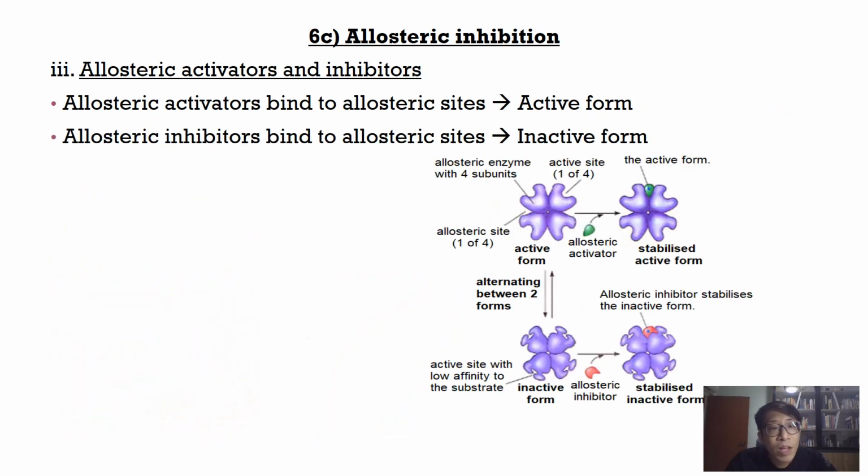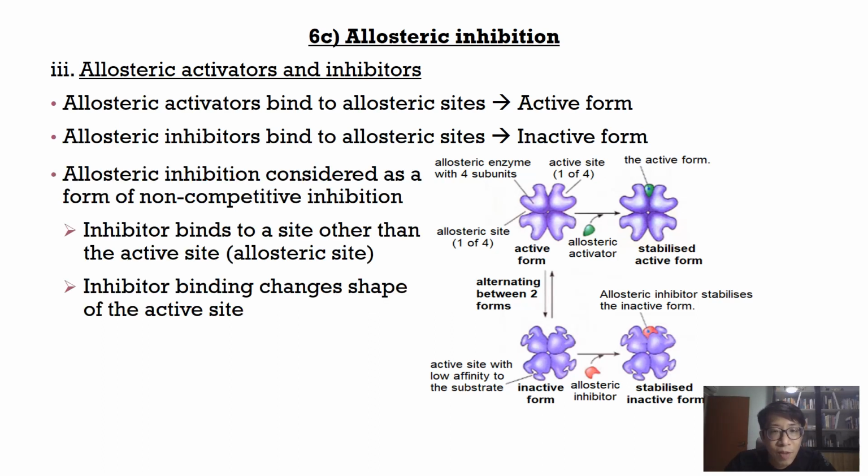Having looked at what an allosteric enzyme is, let's now look at the allosteric activators and inhibitors. They too would regulate the change in the conformation of the allosteric enzyme. The allosteric activators bind to the allosteric sites, and that would cause the enzyme to change to the active form, while the allosteric inhibitors, once they bind to the allosteric sites, cause the enzymes to change to the inactive form.